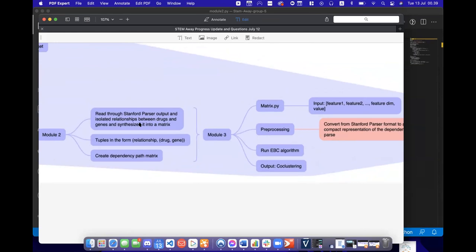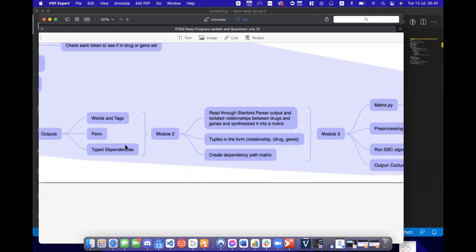And for module 2, the output we got was a dependency path matrix. We just took the Stanford parser output. We just took the type dependency, so we ignored the pen and word and tags.